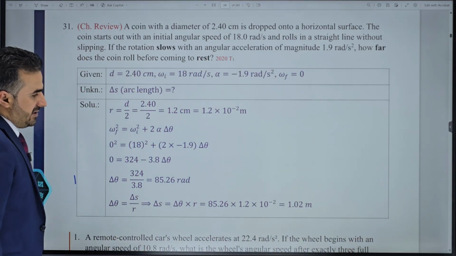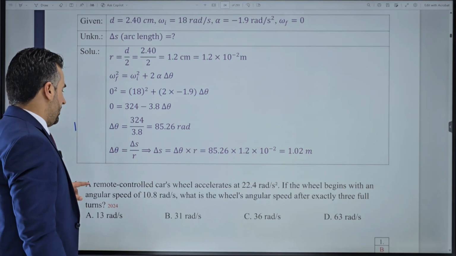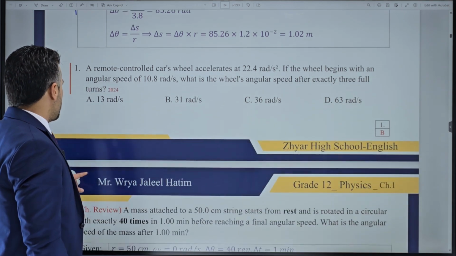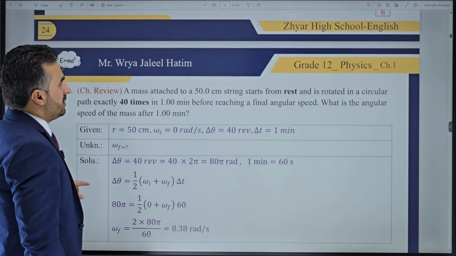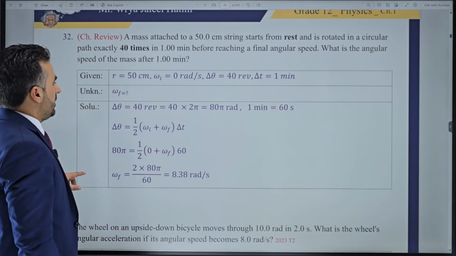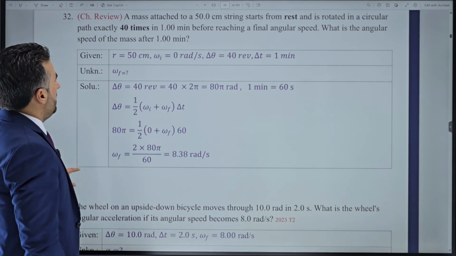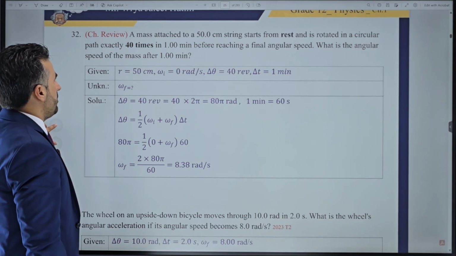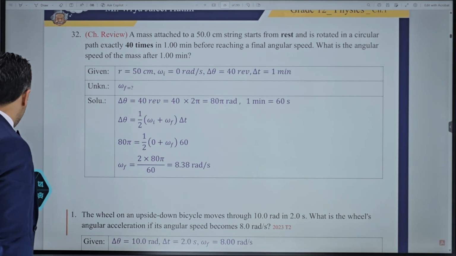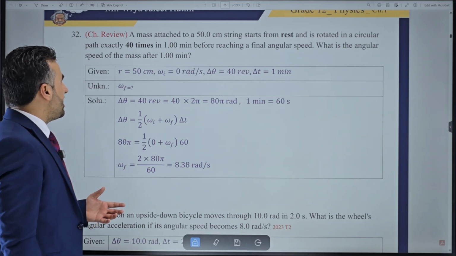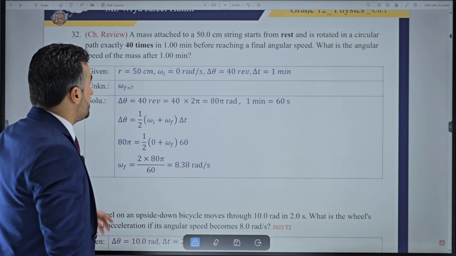So that is the answer, of course, which is about the arc length traveled by the coin, it is going to be 1 meter. Now here we have another question. This question is exactly the same as the other one, but there's one idea I want you to be aware of, otherwise there's nothing much.